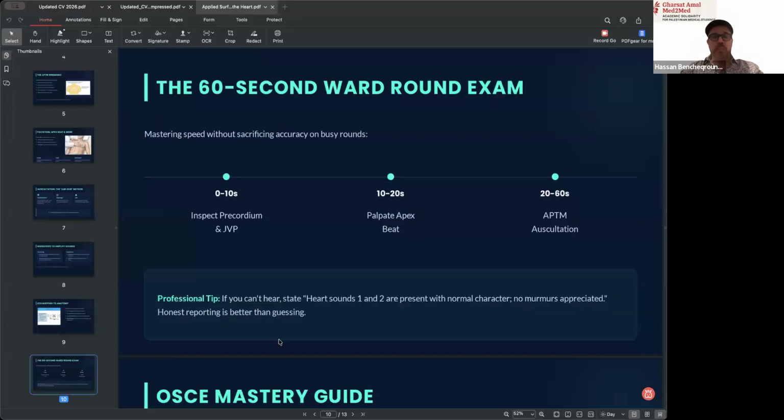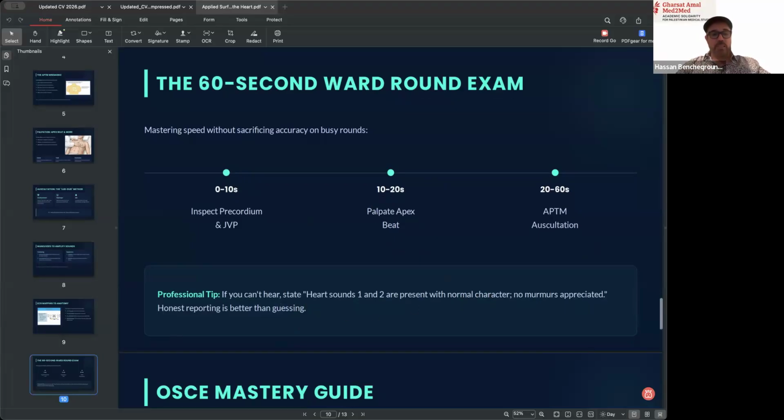Okay, well, we're coming close to the end of our session for today. So we will finish our slides. We said the 30-second exam: you inspect the precordium and the JVP in 10 seconds. You palpate the apex, where's the beat, in 10 to 20 seconds. And then you do the APTM auscultation in 20 to 60 seconds. And here you are. If you cannot hear, state heart sounds 1 and 2 present with normal character. No murmur appreciated. Honest reporting is better than guessing.